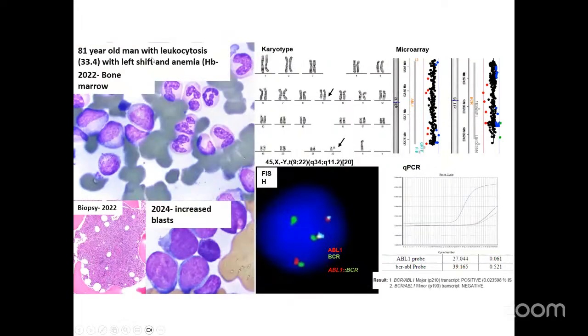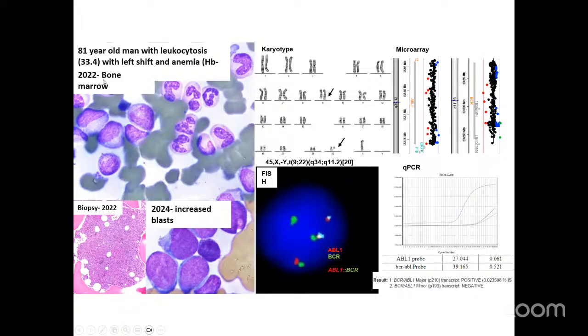And this is just a case that I thought I'd show here. This is an 81-year-old male with leukocytosis with left shift and anemia. Two bone marrows were done, one in 2022 and one in 2024. The reason I bring this case is because it shows various techniques that were done on this one particular case, and how you identify what, and how that can be used in the molecular sense.